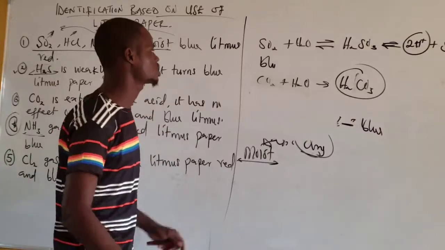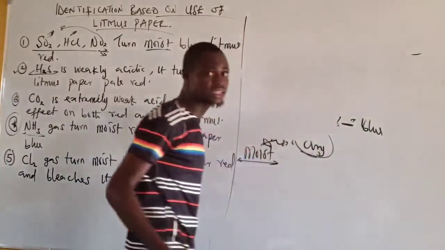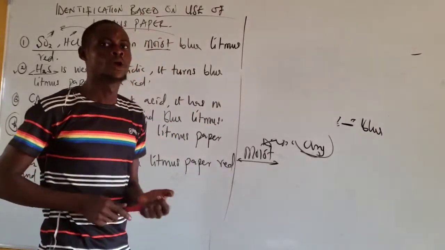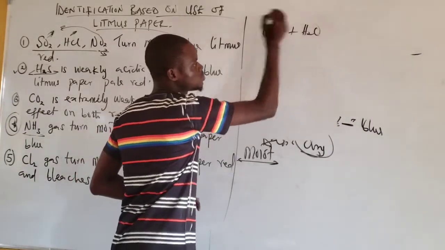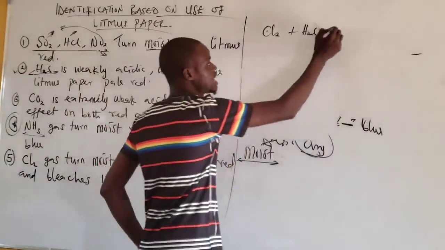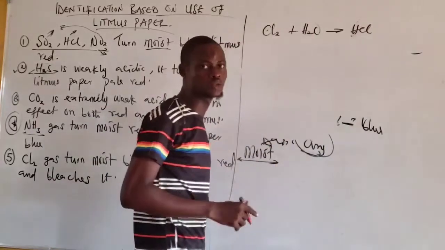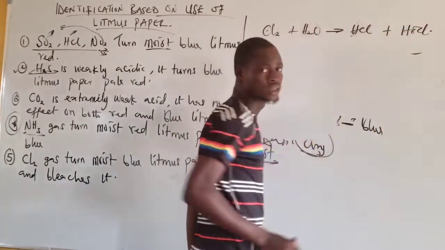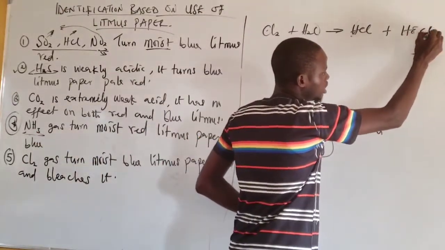Now, what does chlorine have that makes it bleach the litmus paper? It is because of this reaction. Don't forget I said that chlorine gas will react with the water inside the litmus paper. When the chlorine gas reacts with the water in the litmus paper, it tends to produce two acids. The first acid we produce is hydrogen chloride, which is hydrochloric acid, and the second one is hypochlorous acid, HOCl.